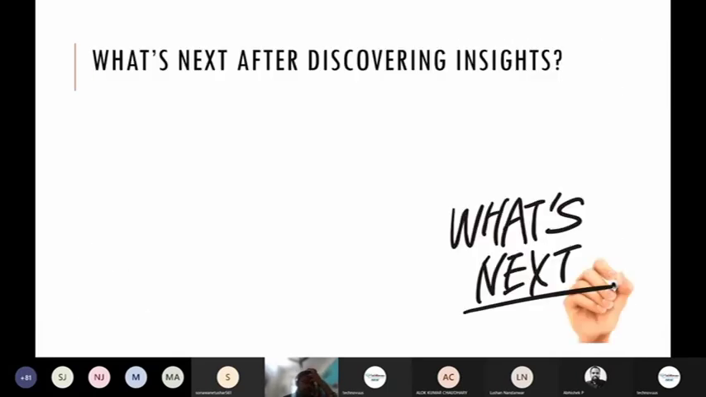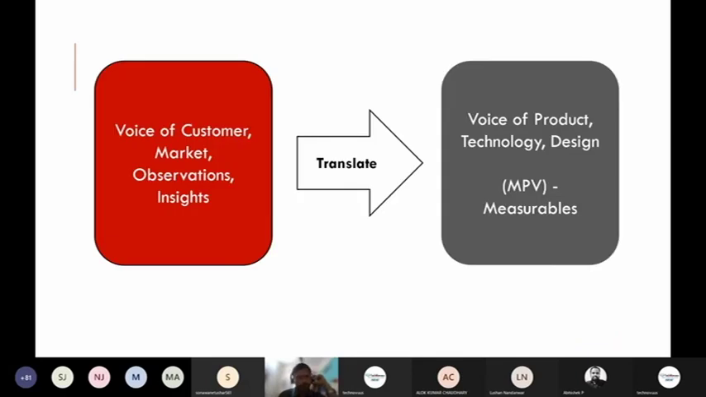What's next, right? What's next after discovering insights? So the immediate step, which we all need to remember, because we are following a very systematic approach, the immediate step is to convert this voice of customer or insights into measurable parameters. So you can call it as measurable main parameters of value. Okay, so this is the voice of customer. The insights are voice of customers, which has to be translated by us, not by customer, by us.